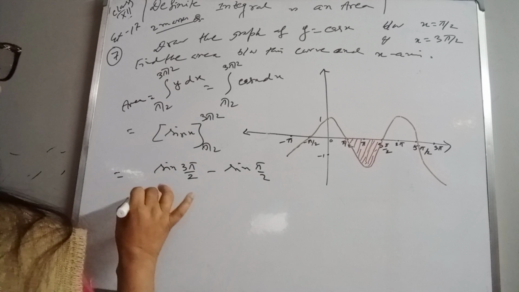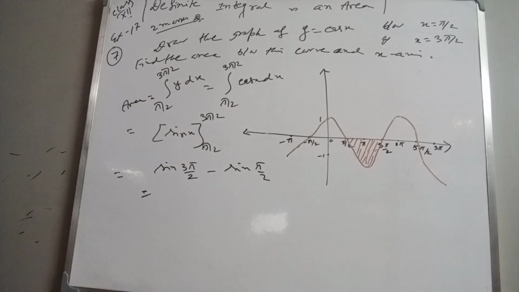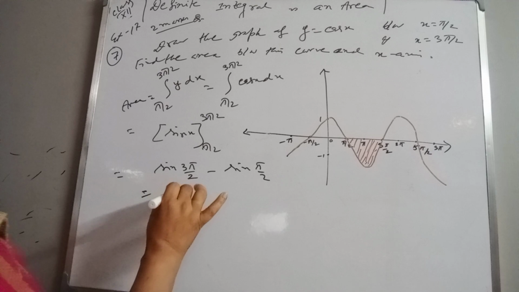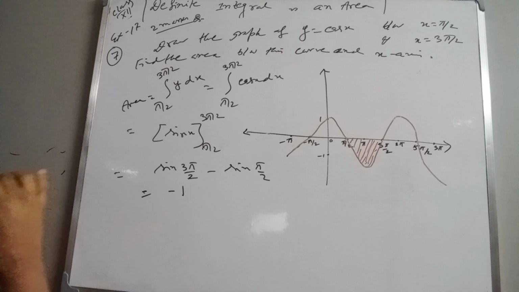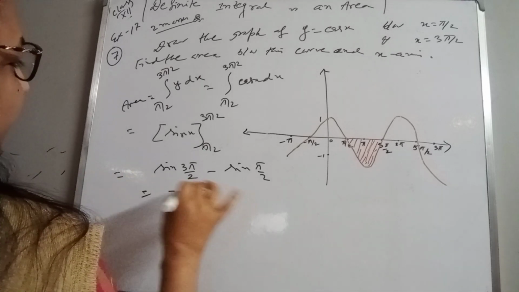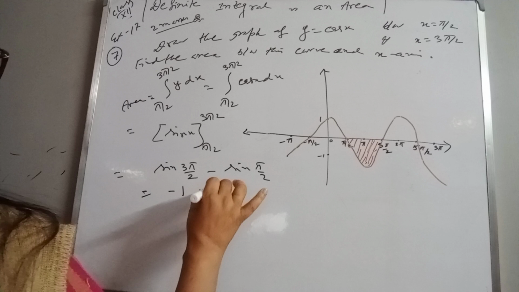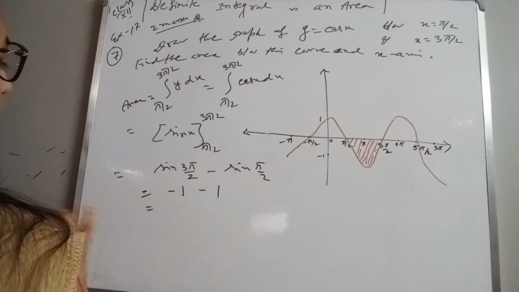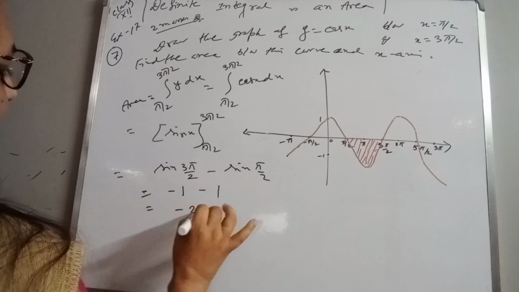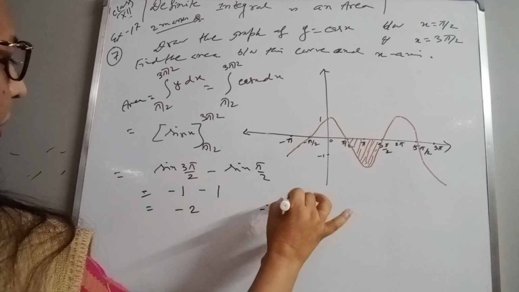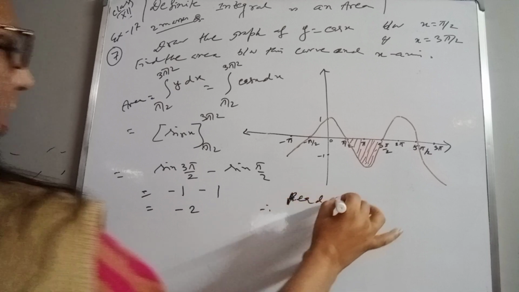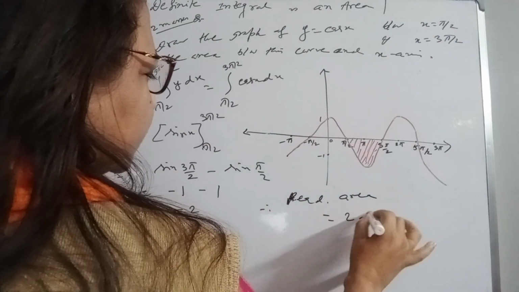Okay, sin 3 pi by 2 means 3 into 90 degree plus 0. Odd number change, even number no change. Odd number, cos 0, cos 0 is 1. It will be 1 with the negative sign because it's the third quadrant. Okay, minus sin pi by 2. Sin pi by 2 everybody knows, that is only 1. So it is coming minus 2. Okay, therefore the required area is equal to 2 square unit.